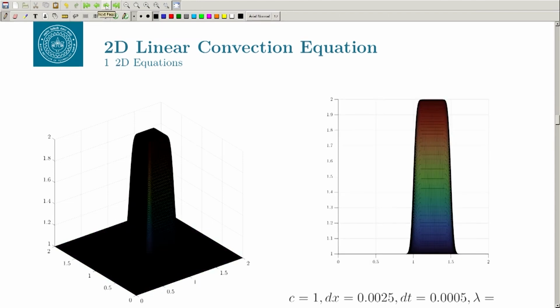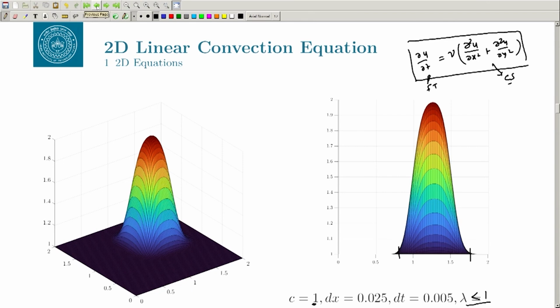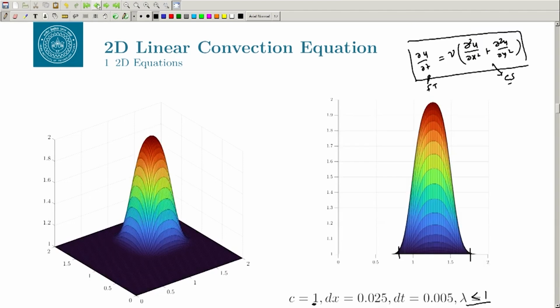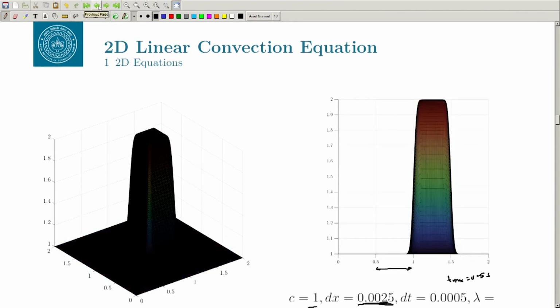And once you refine the grid, the same thing, okay, so it has shifted from 0.5 to 1, because c is 1 and t max is equal to 0.5 second, right. So, there is no difference between this one and this one, it is just that I have now refined the grid size a lot. So, now it is 0.0025 and earlier it was 0.025. Okay. So, we have refined it 10 times, and you can see that now the diffusion has reduced.